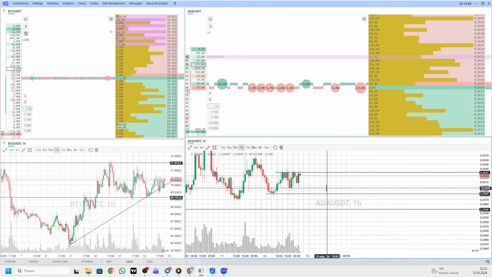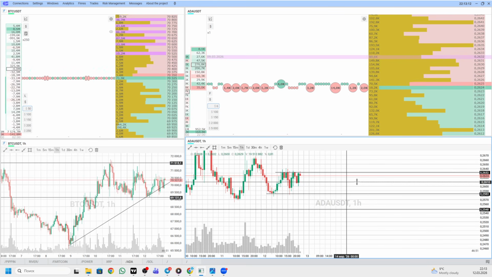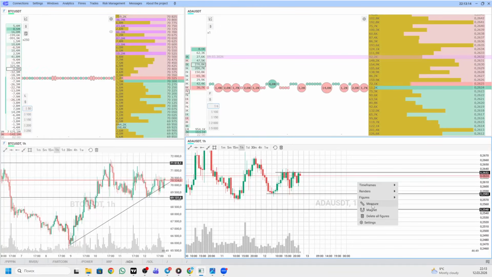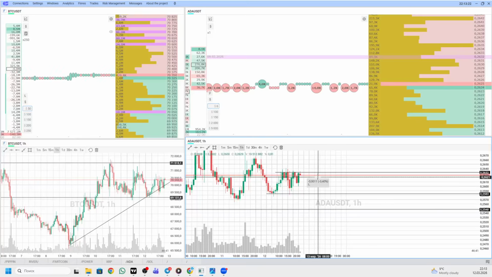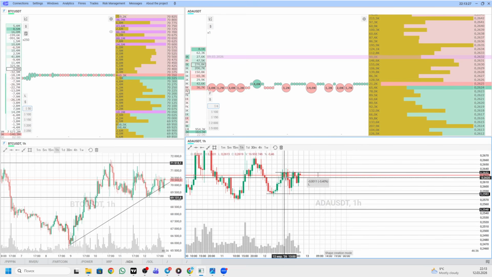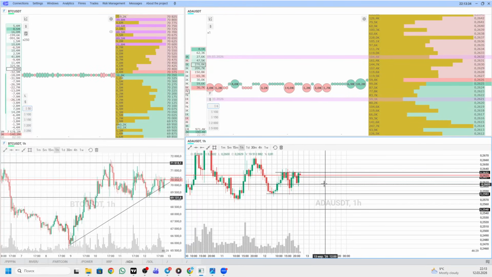How do we measure our zones 0.4 and 0.6? We right click on the chart, take the measure tool, and from this level we measure 0.4 over here. We take another ray, a horizontal ray, and put it right like this. So this is our zone 0.4, and the same way we mark 0.6.